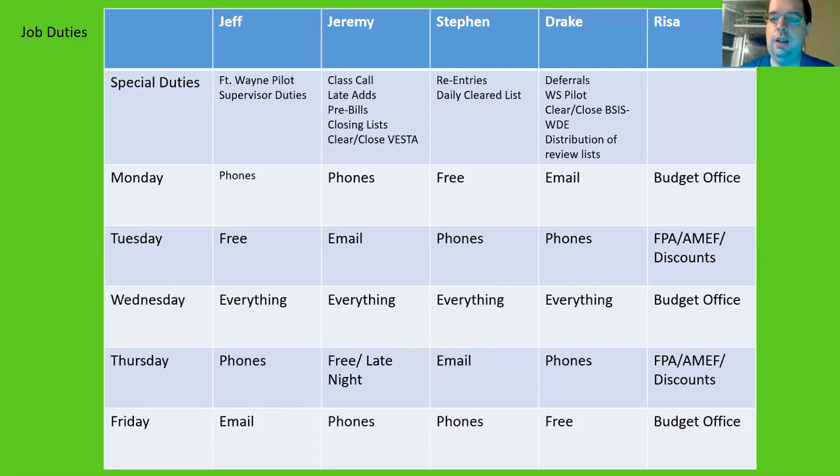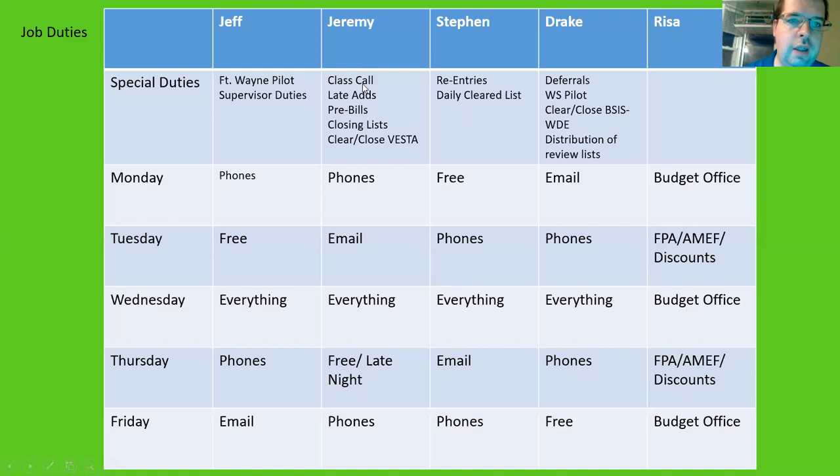And then Risa, she divides her time between the budget office and our team. And when she's on our team, she works on more busy work, like the FPA, AMF, and discount forms, which are documents that need processing. But then we each have our own special duties.